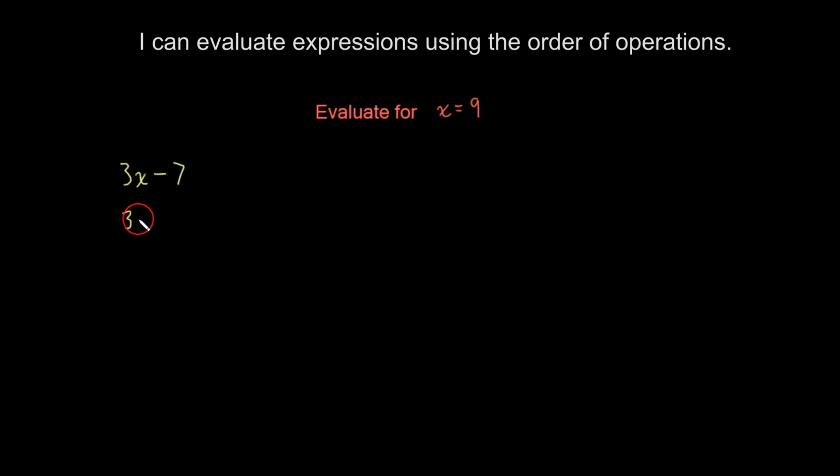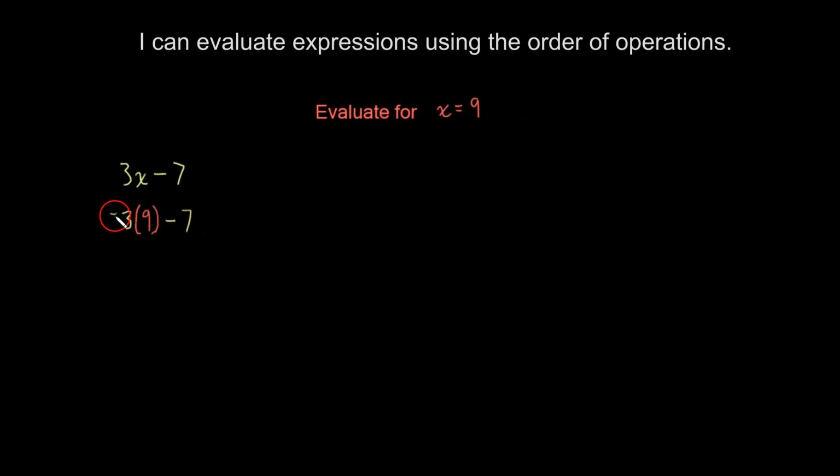So this means 3 times x. So when I substitute them in, I'm going to put 9 in parentheses here. That just specifies that that's what I am substituting in for that variable. So 3 times 9 minus 7.